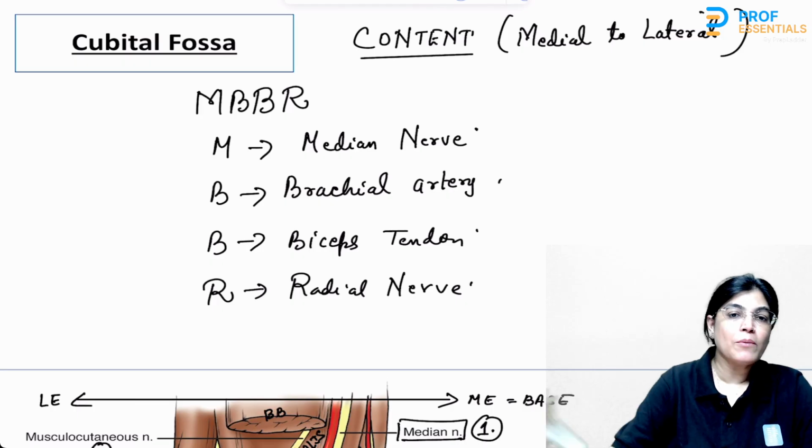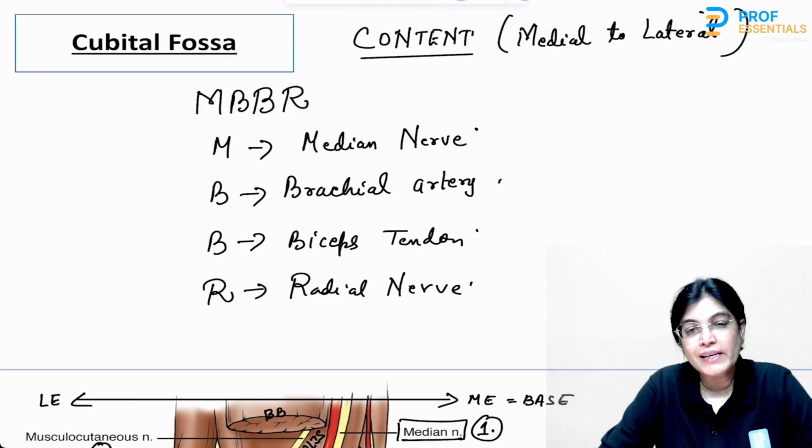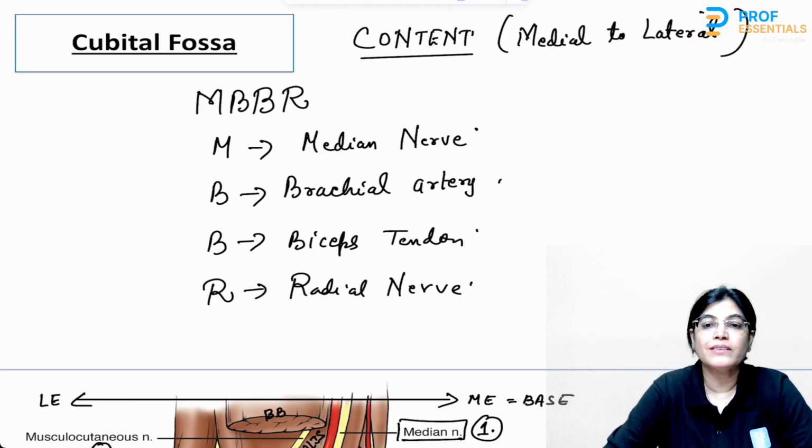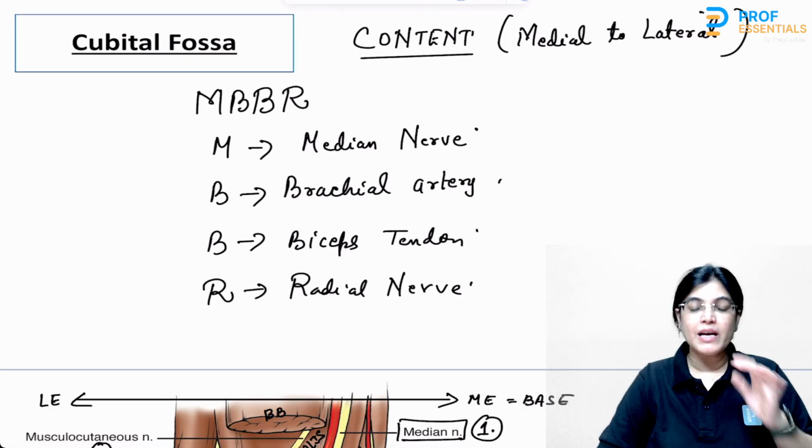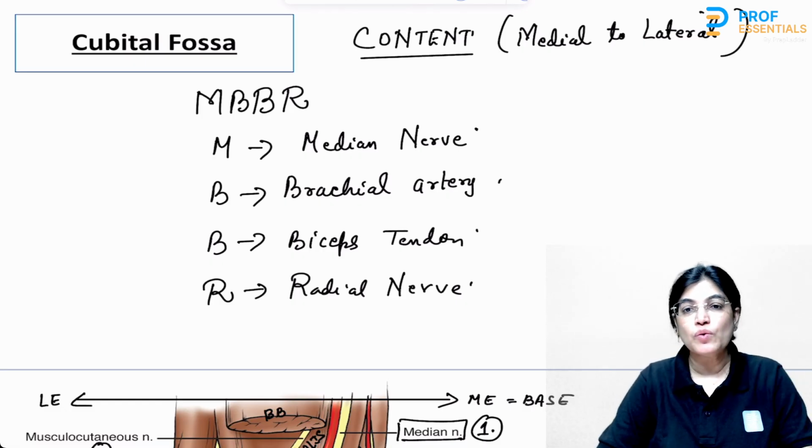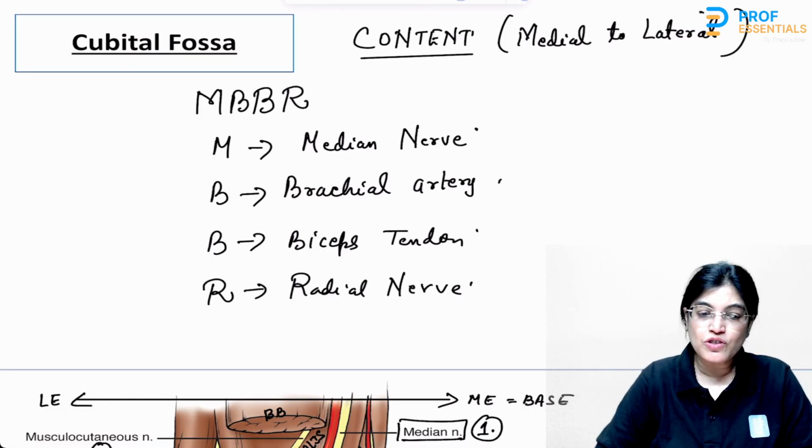Okay, if I talk about radial nerve, it gives superficial and deep branch. Deep branch will penetrate the supinator muscle, and superficial branch will go laterally lower down and ultimately will reach the anatomical snuff box. So these are the contents of cubital fossa. Many questions have been asked from the cubital fossa content and the cubital fossa boundaries, roof and floor. Now in examination, questions always come from cubital fossa.